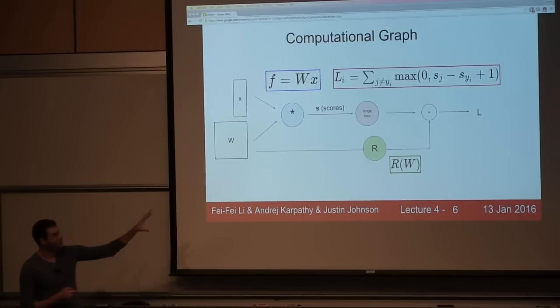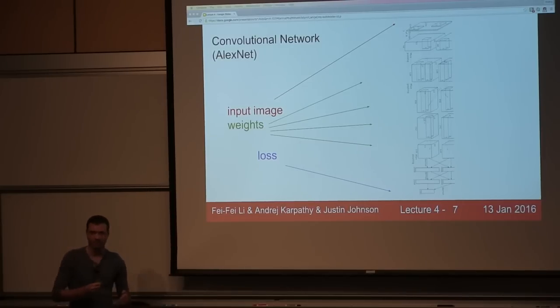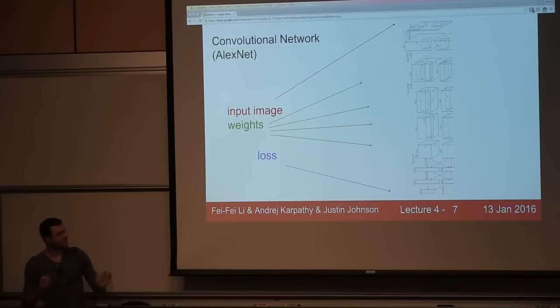But these expressions in computational graphs are about to get very big. For example, convolutional neural networks will have dozens, maybe hundreds, of operations. So we'll have all these images flowing through a pretty big computational graph to get our loss. And so it becomes impractical to just write out these expressions. And convolutional networks are not even the worst of it.